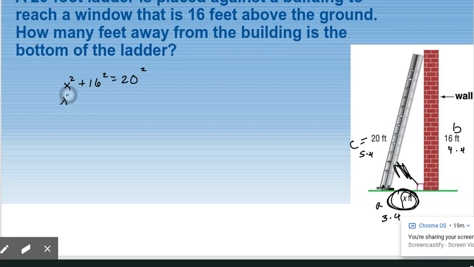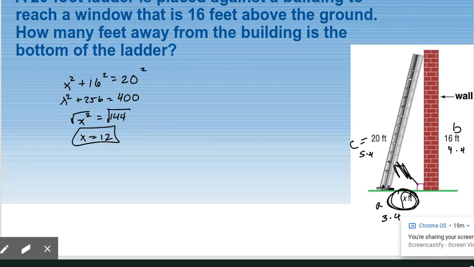16 squared is 256. 20 squared is 400. Subtract 256 from both sides, and I'm going to get 144. Square root both sides, and I get 12. So yeah, it's a Pythagorean triple again.